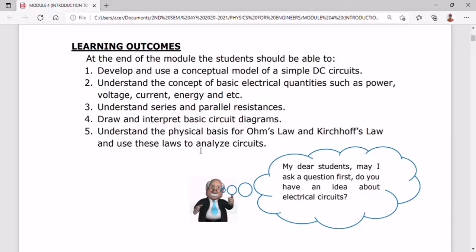The learning outcomes for this topic: you will be able to develop and use a conceptual model of simple DC circuits, and understand the concept of basic electrical quantities such as power, voltage, current, energy, and so on. You will also understand series and parallel circuits as well as their combination, draw and interpret basic circuit diagrams, and lastly understand the physical basis for Ohm's law and Kirchhoff's law and use these laws to analyze circuits.